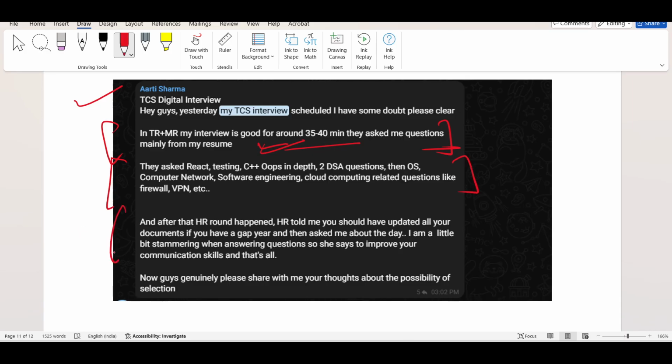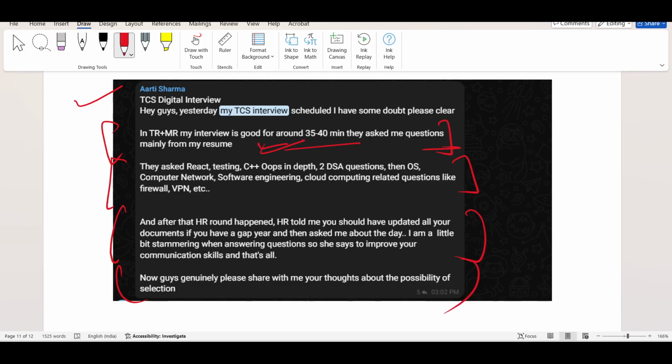And after that, HR round happened. HR told me, you should have updated all your documents. If you have a gap year, then they ask about that. I stammer a little bit when answering questions, so she says to improve your communication skills, and that's all. Now guys, please genuinely share your thoughts about the possibility of selection.